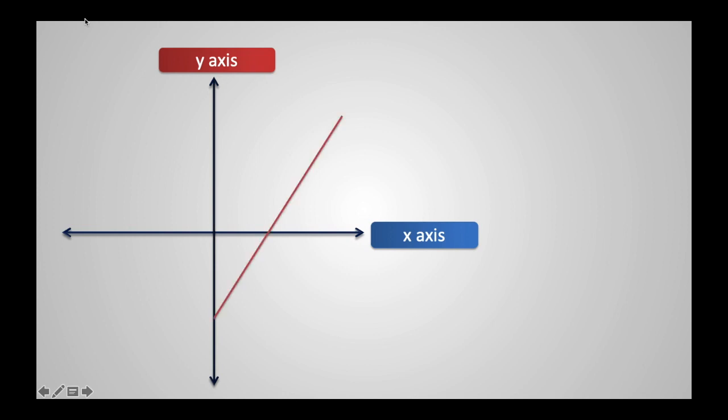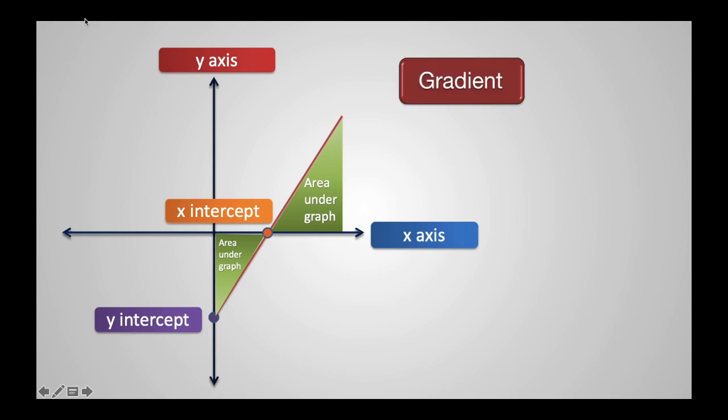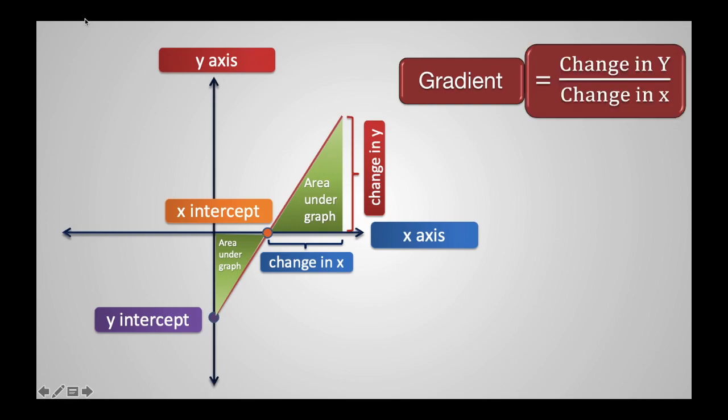Let's consider a simple shape of graph. The point where the graph touches the x axis is called the x-intercept, and the point where the graph touches the y-axis is called the y-intercept. The area enclosed by the graph and the x-axis is called area under the graph. The gradient of the graph is defined as any change in y value divided by a change in x value. These are the important components of a graph.